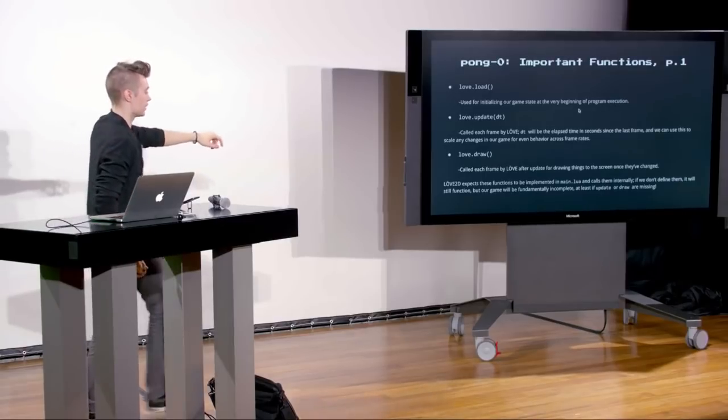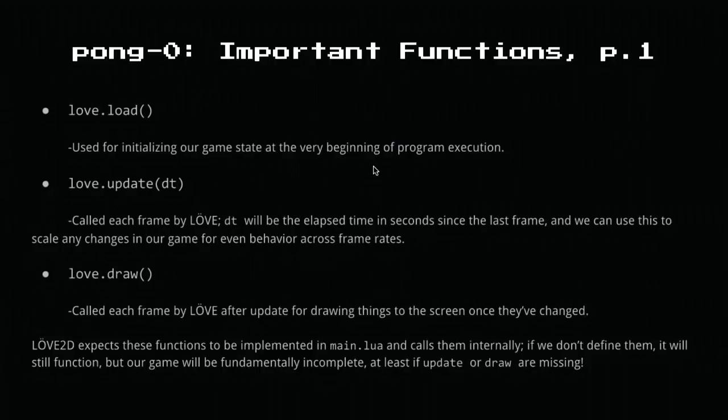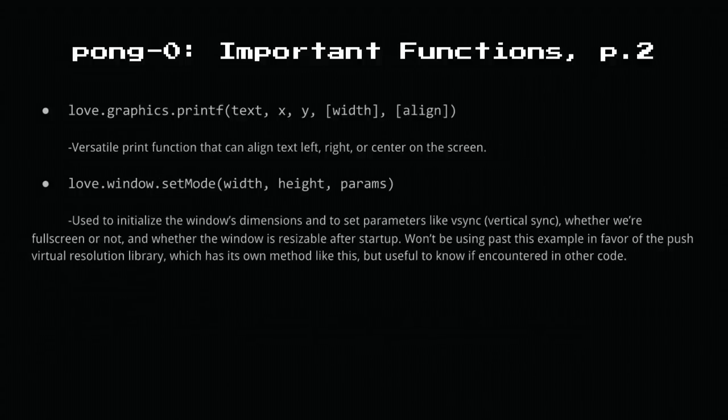LÖVE.draw is the other big function. Between update and draw, they're arguably the two most important functions. LÖVE.draw is the function that we're going to define that has all of our drawing behavior, our rendering behavior in it. And that's where we can draw our paddles, we can draw our ball, and then update is where we can change the paddle's position and so forth.